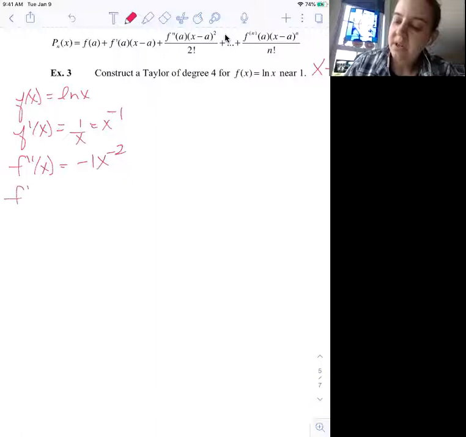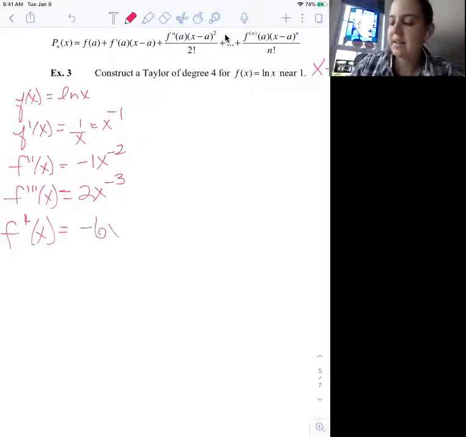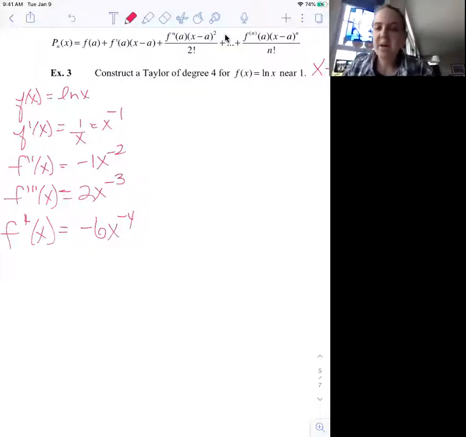My third derivative is 2x to the -3. And my fourth derivative, because we're talking about 4th degree, is -6x to the -4th. So natural log is gone. You have all of these powers in here.